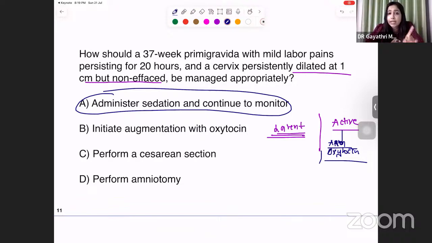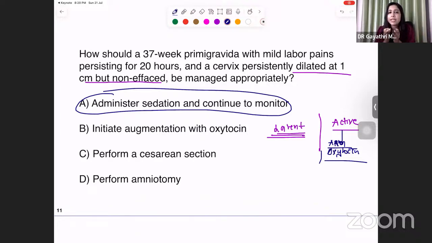Again, please note a very common scenario: the patient is in active phase and they give you findings such as caput and molding, for example 2 plus caput and 3 plus molding. All these are suggestive of some form of cephalopelvic disproportion, so the patient is going to obstructed labor. In those scenarios, you are going to choose cesarean section.